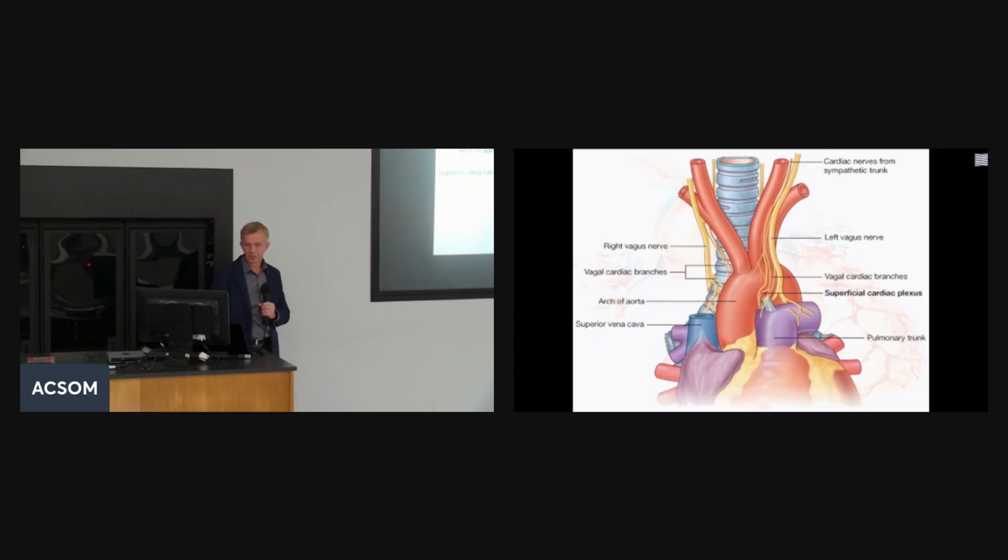This is the last picture of the nerve system of the heart. Again, this is the left and right vagus nerve, and these are the sympathetic fibers going to the heart.